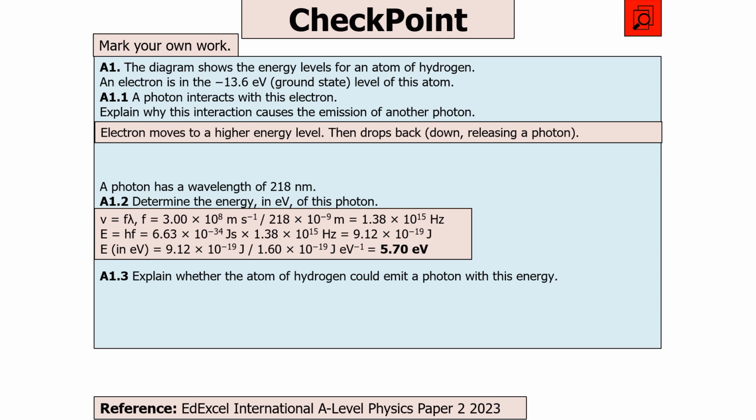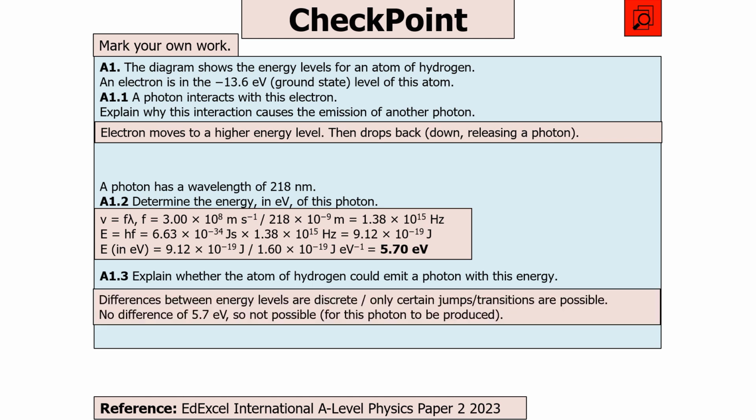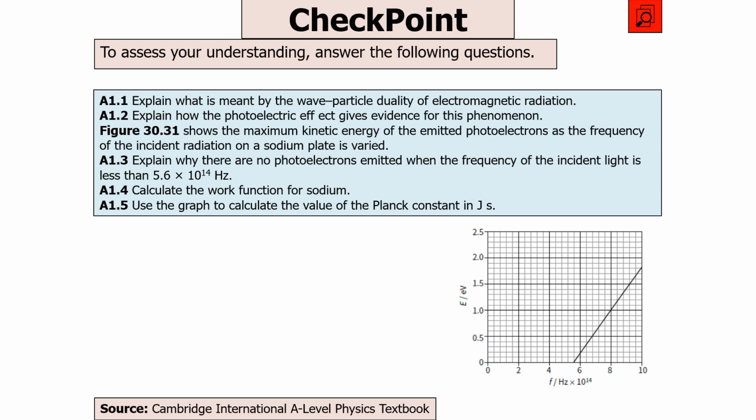Now, could the atom of hydrogen emit a photon with this energy? Well, there's no difference of 5.7 eV in those energy level diagrams of hydrogen, so it's not possible for this photon to be emitted. Now, the next question says, explain what is meant by the wave-particle duality of electromagnetic radiation. Then explain how the photoelectric effect gives the evidence for this phenomenon.